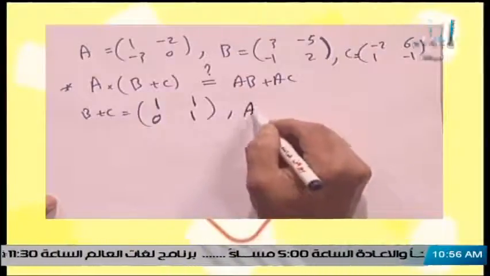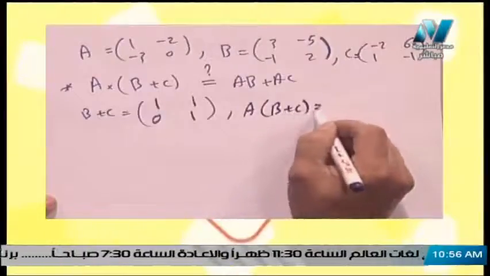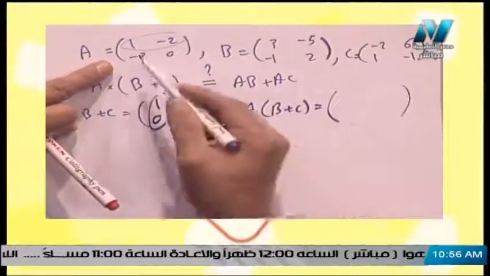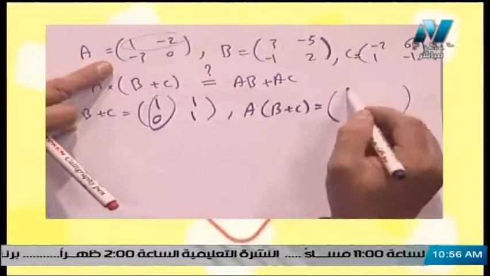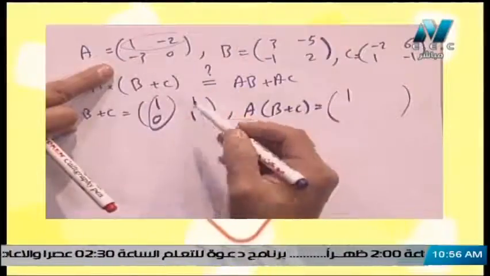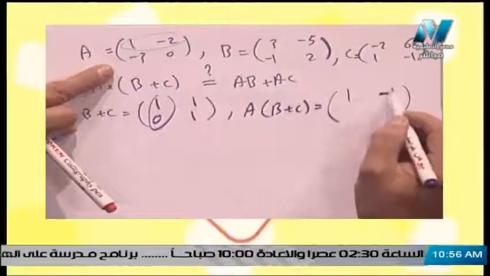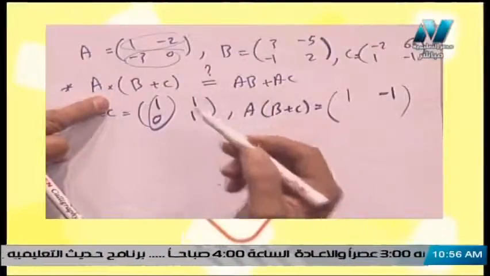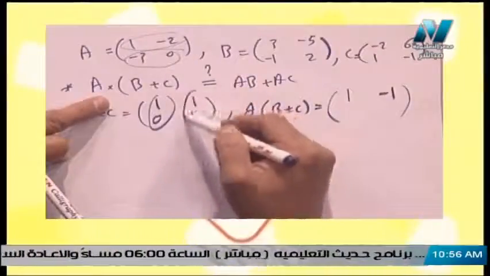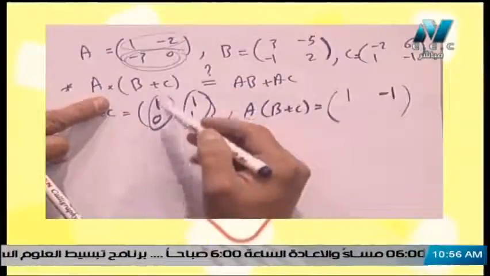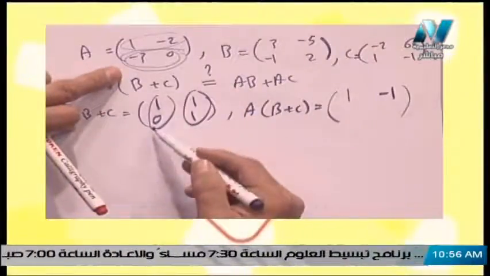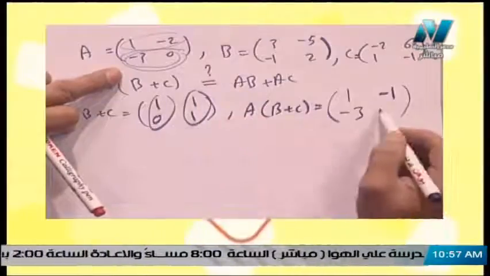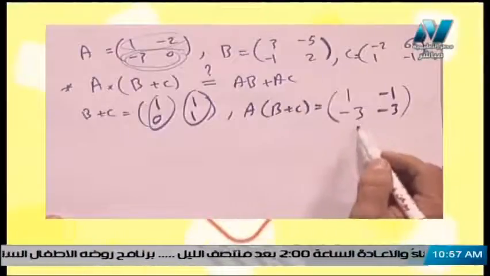And A multiplied by B plus C now equals A here. We have the row multiplied by the column. 1 times 1 equals 1, -2 times 0 equals 0, so it's 1. And 1 times 1 equals 1, and -2 times 1 equals -2, the sum equals -1. The first row, we multiplied with the first column and second column. The second row multiplied by the first column here: -3 times 1 equals -3 and 0 times 0 equals 0, so it's -3. -3 times -1 equals 3 and 0 times 1 equals 0, the sum equals 3. So A multiplied by B plus C equals this matrix.